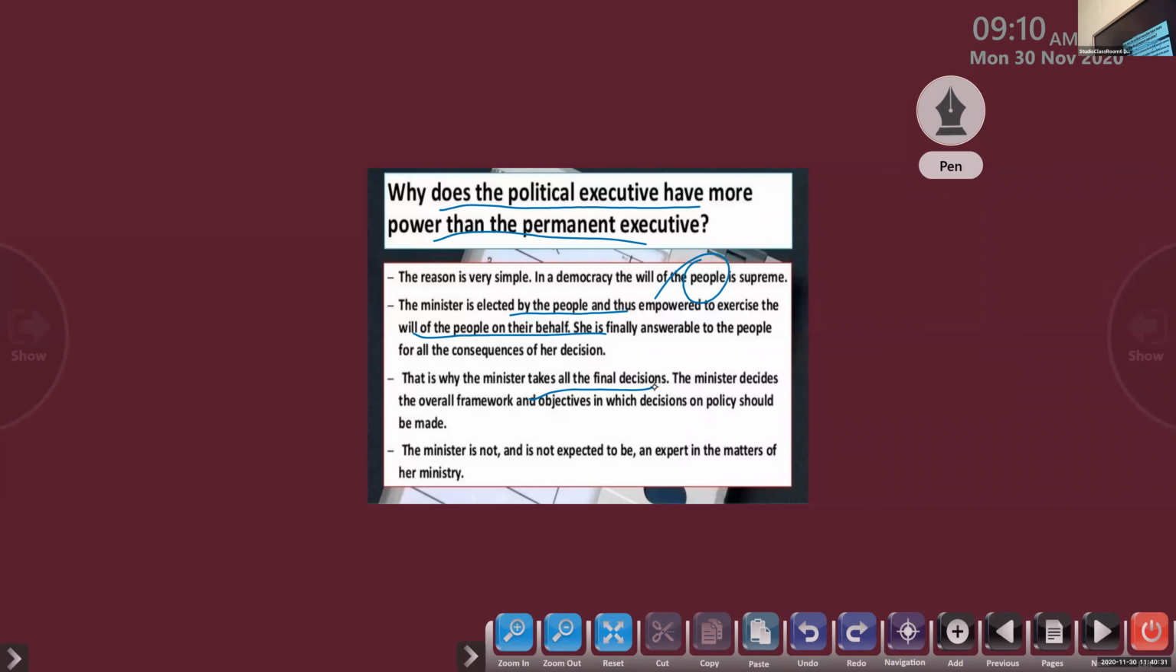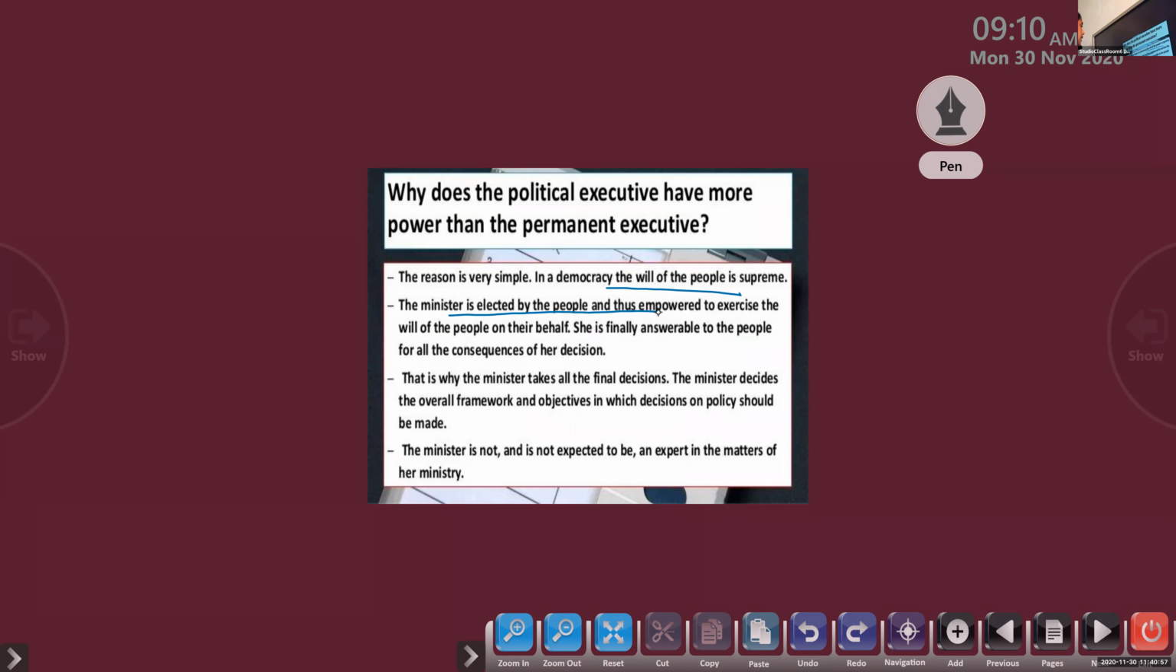Why is the political executive more powerful than the permanent executive? The reason is very simple. In a democracy, the will of the people is supreme, and the minister is elected by the people. They are exercising the will of the people on behalf of them, and they are answerable for all the consequences of their decisions. That's why the minister takes all final decisions.